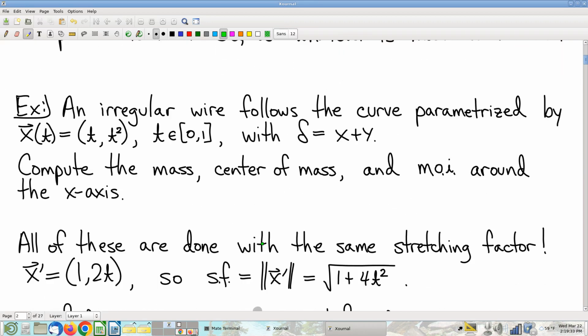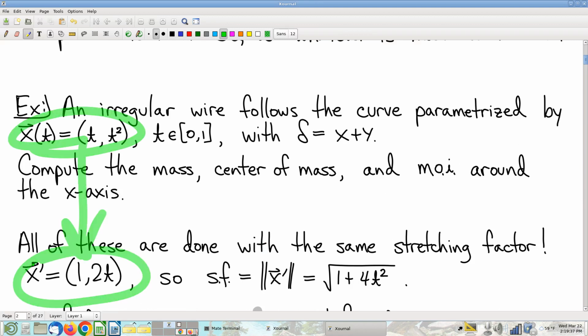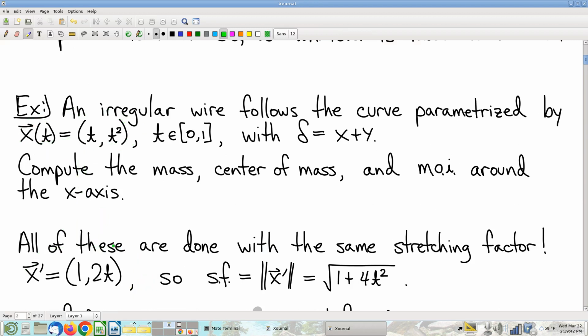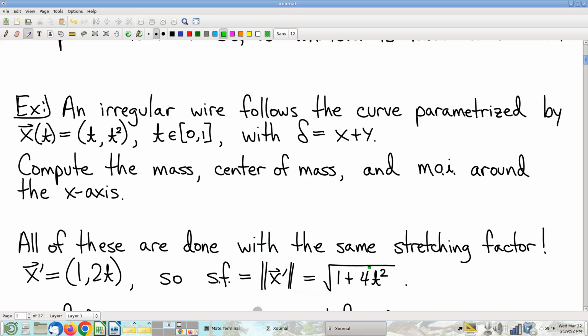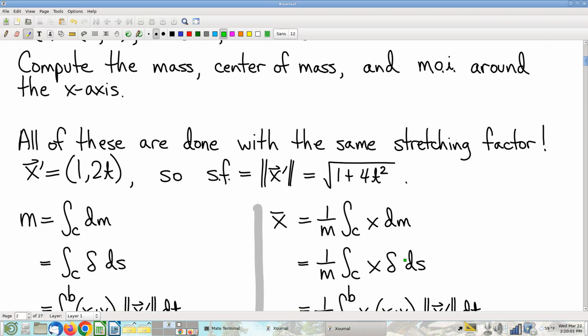Magnitude of x prime. I can take the derivative. Little calculus there. Take the derivative. That gives me velocity. Of the velocity, I can take the magnitude to get the speed. That speed is my stretching factor. And again, this is the stretching factor that we're going to use for all four of these line integrals that we're computing.